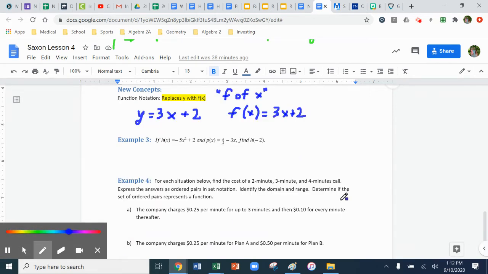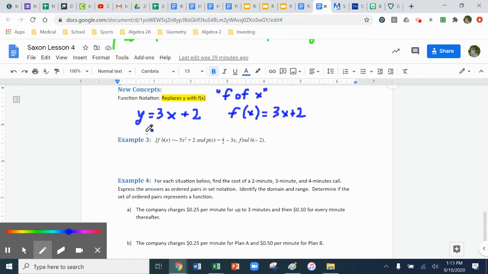Next thing we'll take a look at is function notation. So function notation takes the y and replaces it with what's called f of x. F is used because that's what function starts with, and then the f of x means that the function depends on x. Your y variable is that dependent variable, depends on what x is. So this f of x is designating that the function depends on whatever x is.